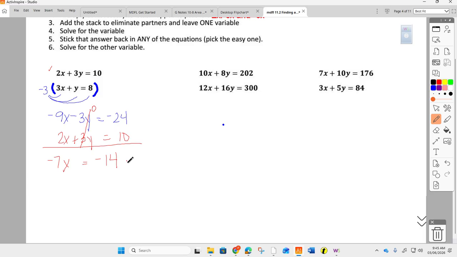I'm going to solve that equation by dividing both sides by negative 7. And now I know that x has a value of 2 in this system. That means it's 2 in both equations. So I know now that I only have one solution. I know that the x-coordinate is a 2. Anybody remember how to find the y-coordinate? Remember how to find the y-coordinate, Brady?